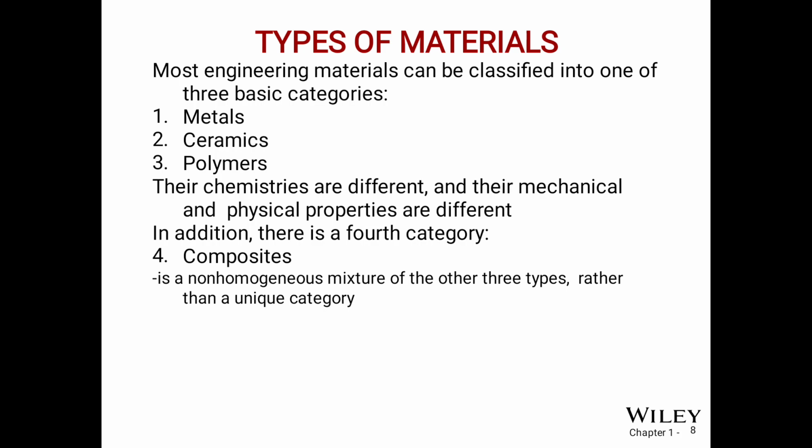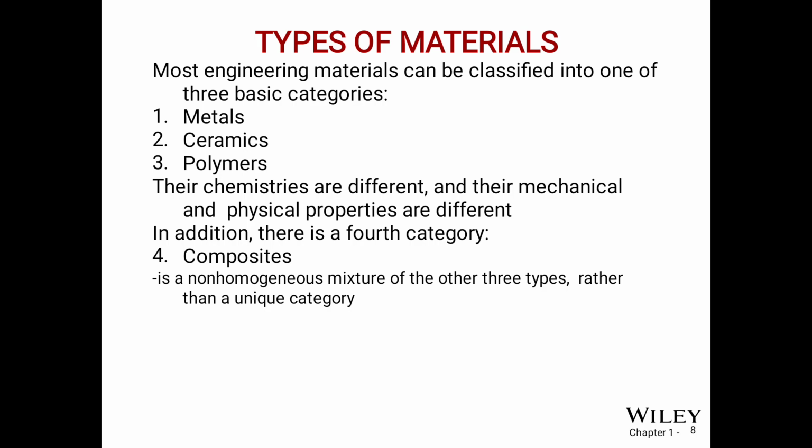Let us see the types of materials. Most engineering materials can be classified into one of three basic categories: metals, ceramics, and polymers. Their chemistries are different and their mechanical and physical properties are different. In addition, there is a fourth category, called composites. Let us see what a metal is. A type of solid substance that is usually hard and shiny and that heat and electricity can travel through. That's called metals. Now let us see the examples for metals: gold, copper, silver, sodium and magnesium. There are non-metals also, like nitrogen, oxygen, sulfur, chlorine and neon.